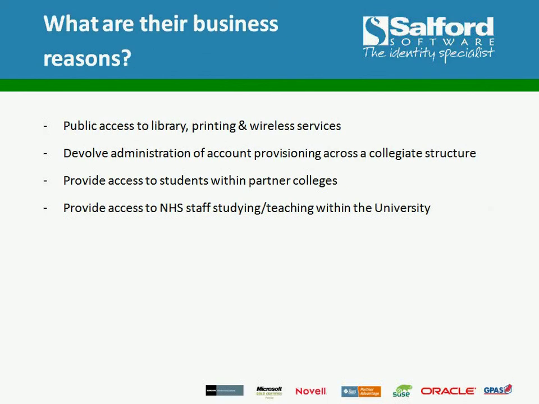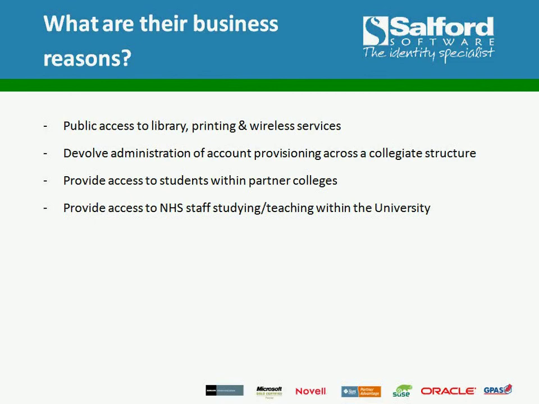So just looking at the educational business reasons, we have a university who have made a decision to provide public access to the library, give members of the public a printing balance, to use the wireless service, to use a PC. But as long as there's somebody within the business who is a member of staff that will sponsor that member of the public, they can go and use these facilities. Now, we're going to use ARMS to do that, so we can devolve that out to the members of staff where they can actually create these members of the public.